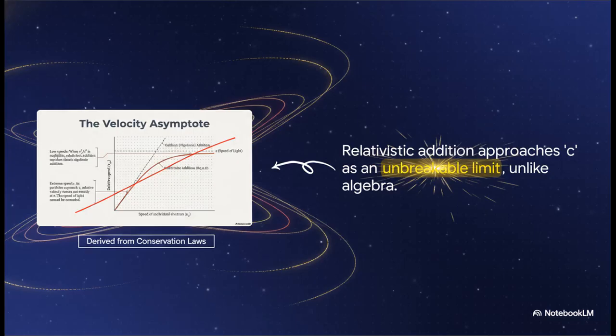Now this graph, this is the real payoff. That dotted line shows what happens if you just add the speeds together, the old-fashioned way. It just shoots right past the speed of light, no problem. But our formula, that red curve, does something incredible. As the individual speeds get faster and faster, closer to the speed of light, c, the relative speed flattens out. It approaches c as an absolute, unbreakable limit. The speed limit is baked right into the mathematics.